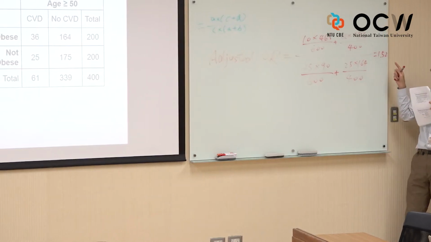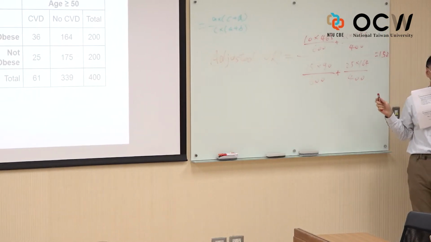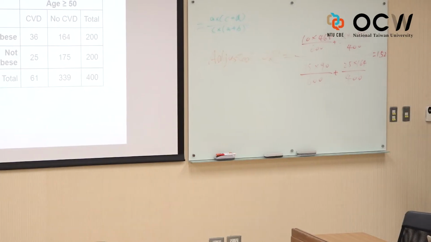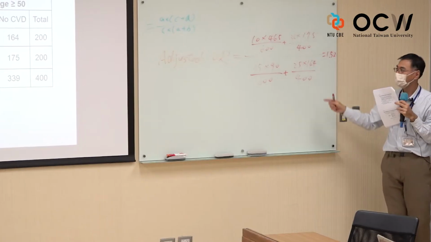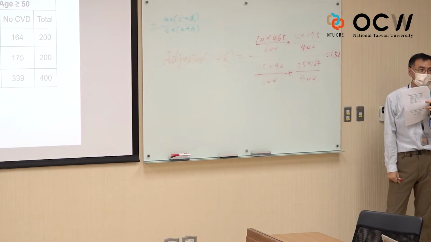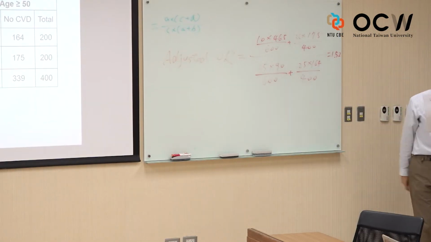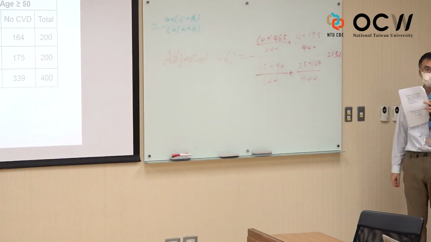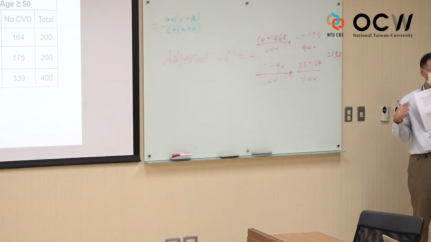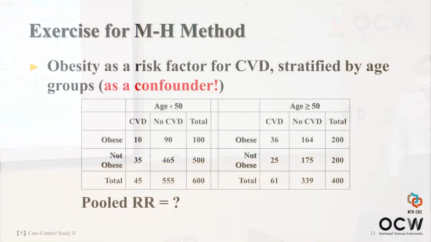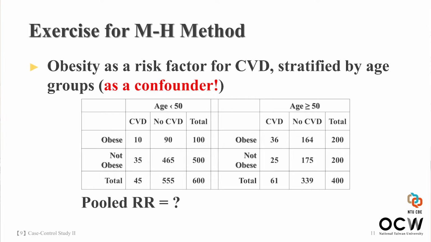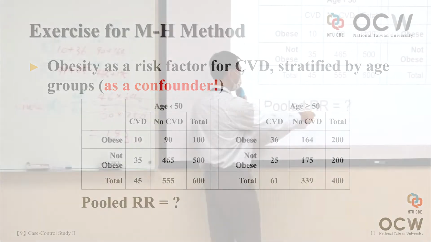Okay, so 1.52. So in other words, the effect of obesity is just an increased risk of about 50%, not almost double. Okay, does it make sense? Are we understanding each other? Okay. Okay, what about this? Exactly the same information, but here I'm talking about the pooled rate ratio.